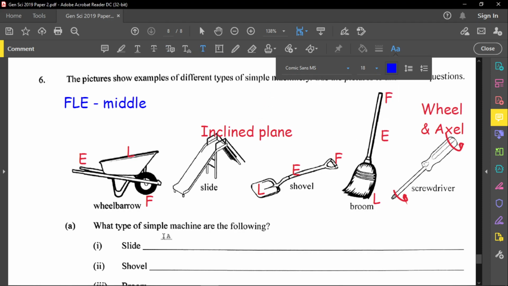The first question is, what type of simple machine are the following on a slide? As indicated there, it is an inclined plane. All right, the shovel, by nature, again, the effort is in the middle. So if the effort is in the middle, go back to FLE, it is a third class lever.